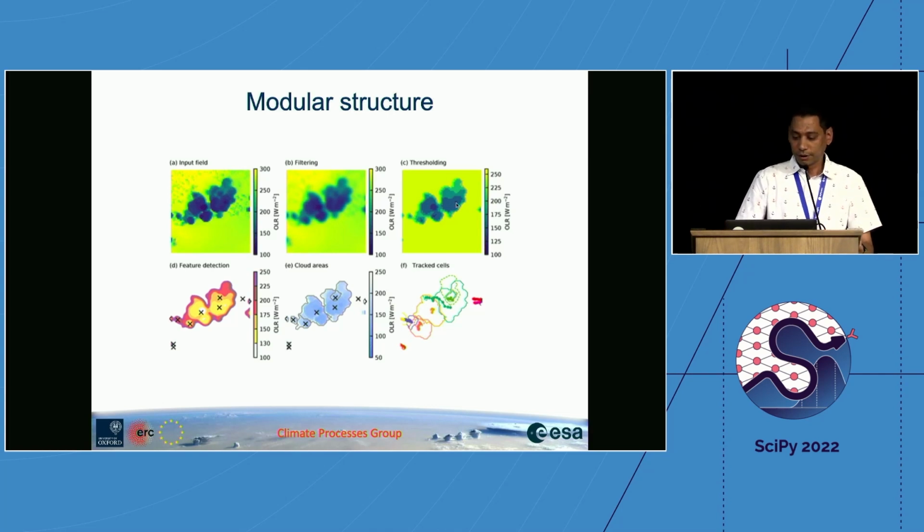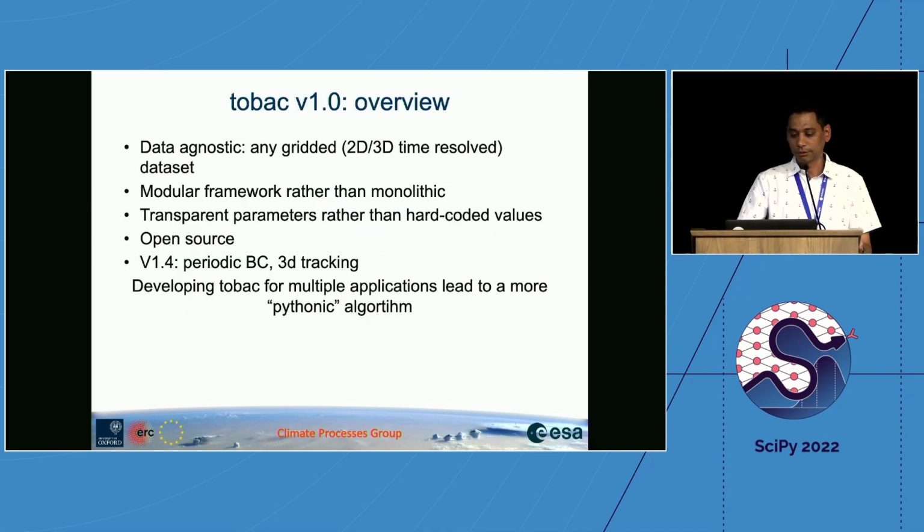So you use different thresholdings, and you can detect the features, and then those cloud area contours are tracked in the original Tobac algorithm. And then there are post-processing analyses where you can find out how the life cycle of these different tracked systems has been changing with time, or what the statistics of the life cycle of this cloud system are.